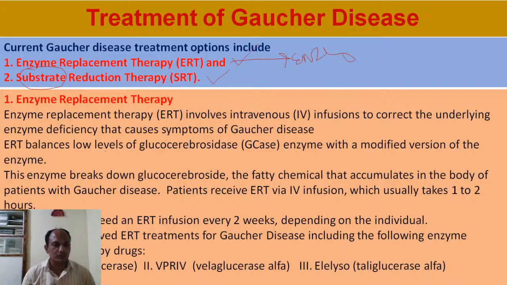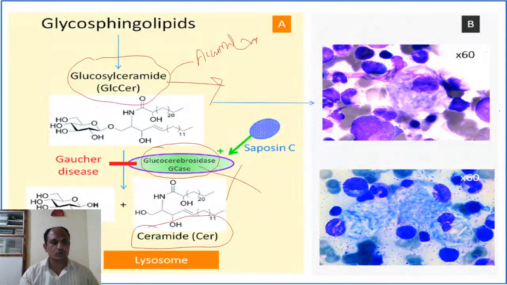So first we will see enzyme replacement therapy. It involves intravenous infusions of this enzyme to correct the enzyme deficiency which causes the symptoms of Gaucher disease. So an intravenous infusion is given to the patient, and that infusion is of the enzyme called glucocerebrosidase enzyme here.